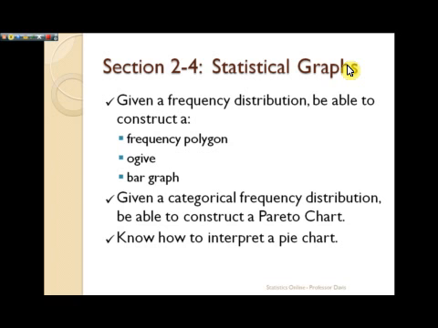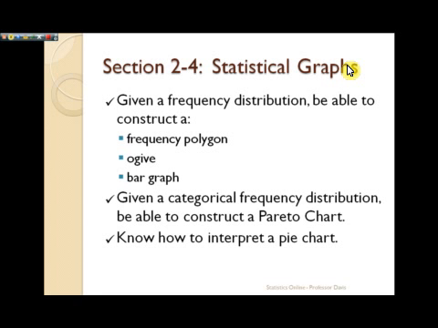And also we want to be able to do some of these ungrouped frequency distributions, the kind of distributions we would have for categorical data. For example, a bar graph, we'd want to be able to construct one of those. And also a Pareto chart. The distinguishing feature of the Pareto chart is that the rectangles are constructed in height of decreasing order. So we start with the class with the highest frequency and go down till we get the class with the lowest frequency.